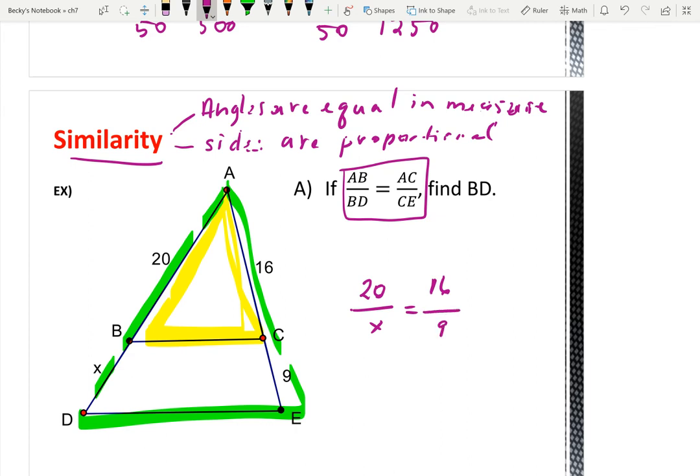All right, so grab your calculator. So let's multiply those means and get 16x equals 180. And when you divide by 16, x is 11.25.